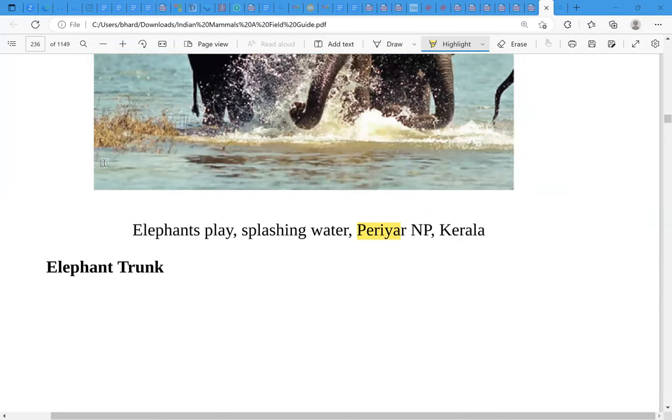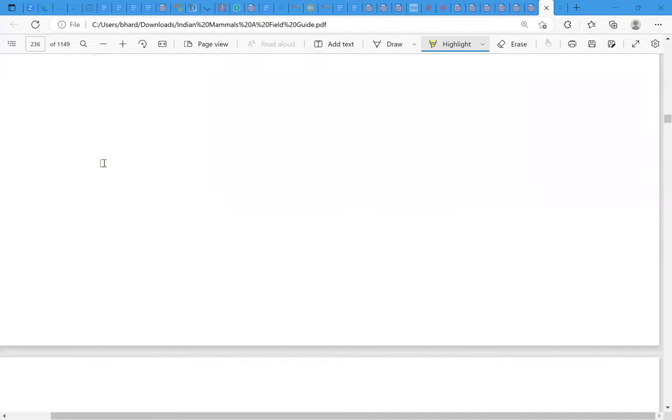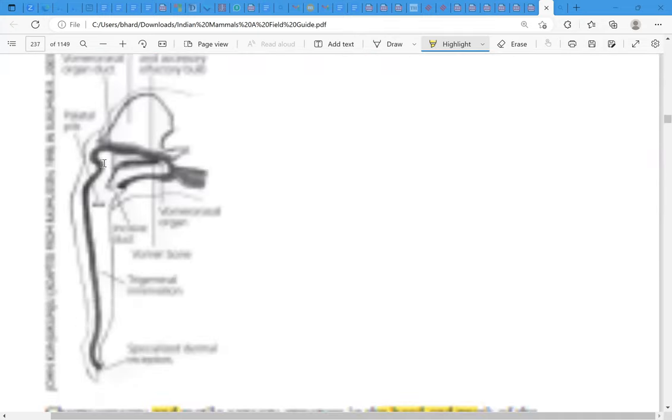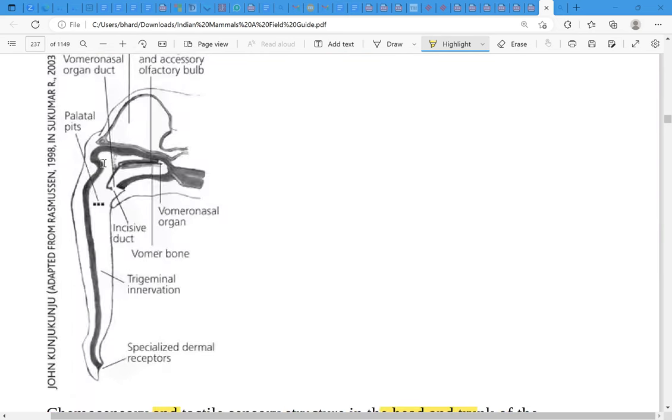So elephants play, splashing water. If we talk about the elephant trunk, now this is the trunk, the picture is shown. But again, if you have zoology optional, or veterinary sciences, then it becomes more important.